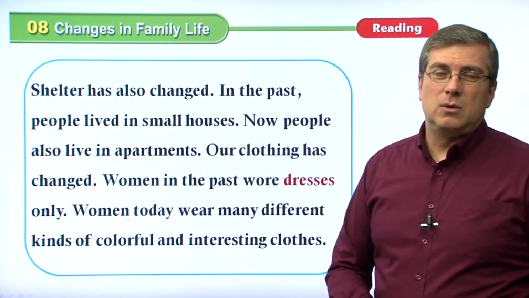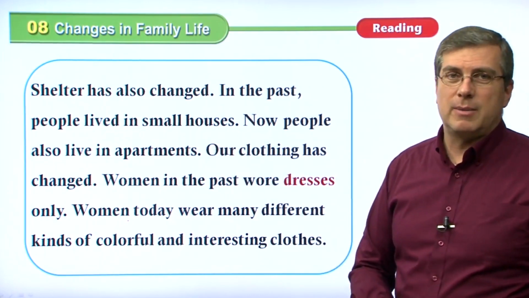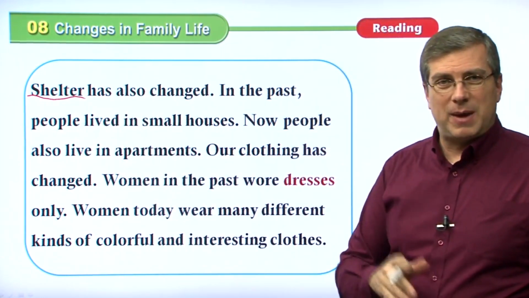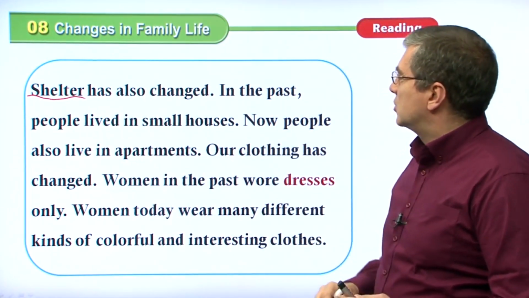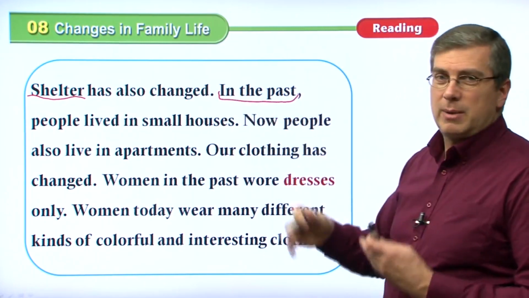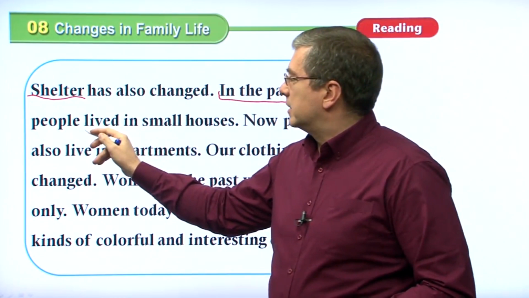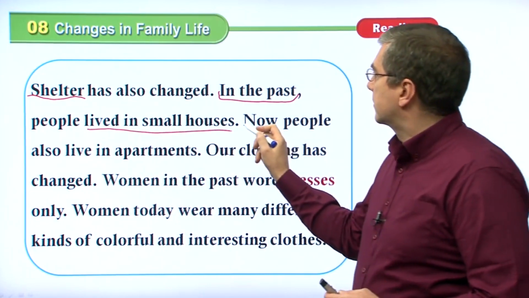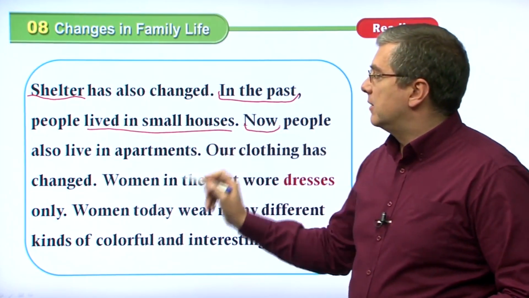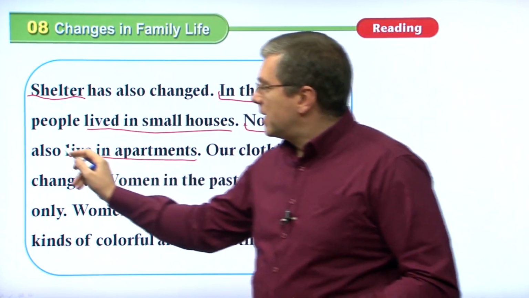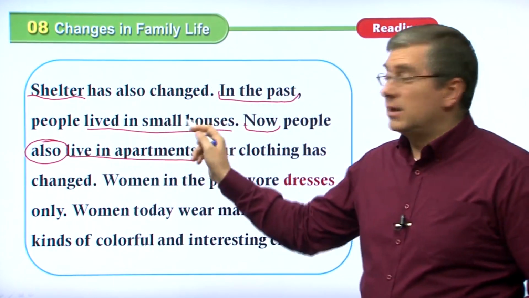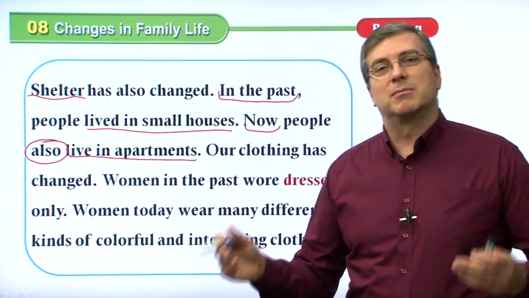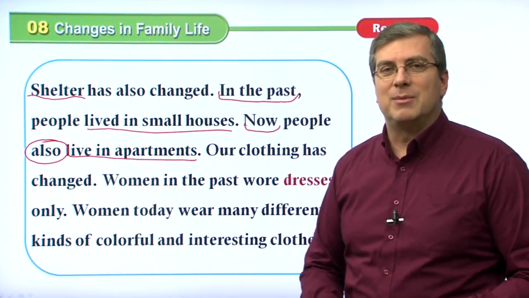Now, the second thing we saw was shelter, and that's the second thing we're going to talk about here. Shelter has also changed, so that's our next subject, the difference between the past and the present. In the past, we're talking about the past there, people lived in small houses. That was the past. Now, people also live in apartments. Notice that they use also. That means some people still live in small houses, but they also live in apartments now. Apartments are much more common nowadays than they were a long time ago in the past.